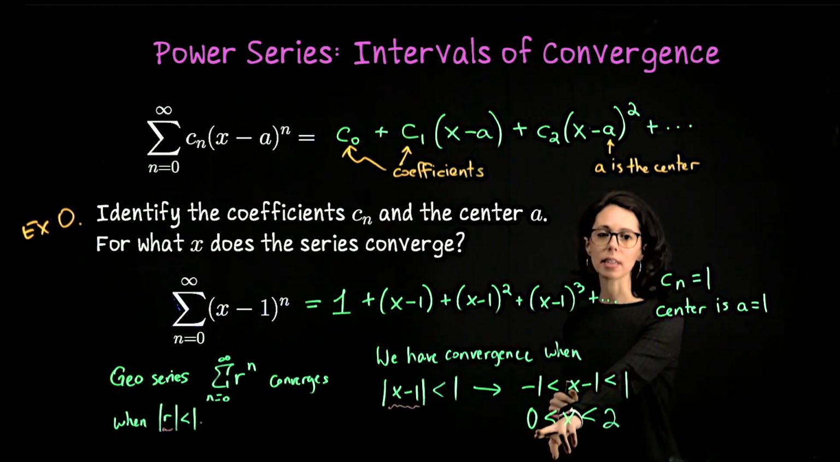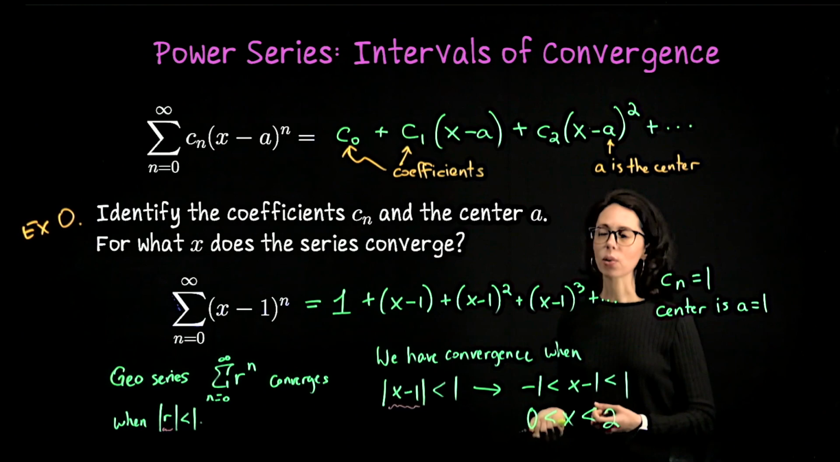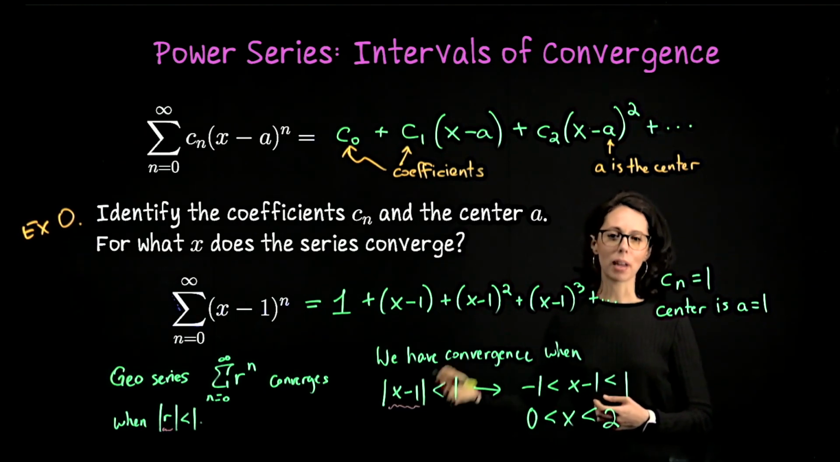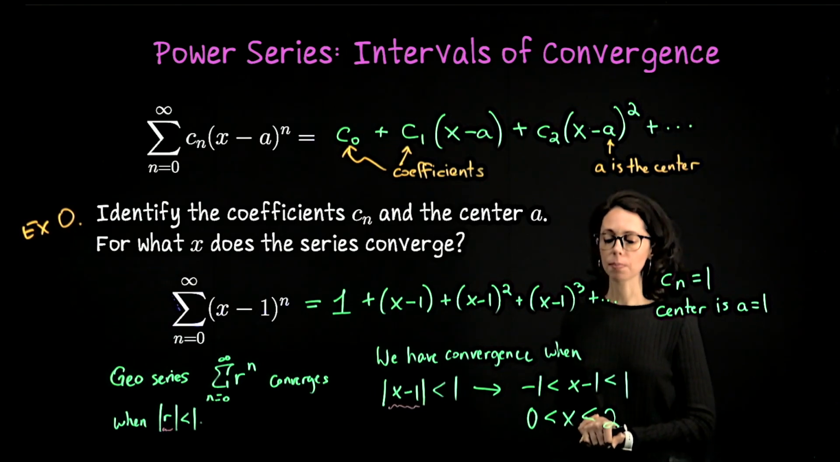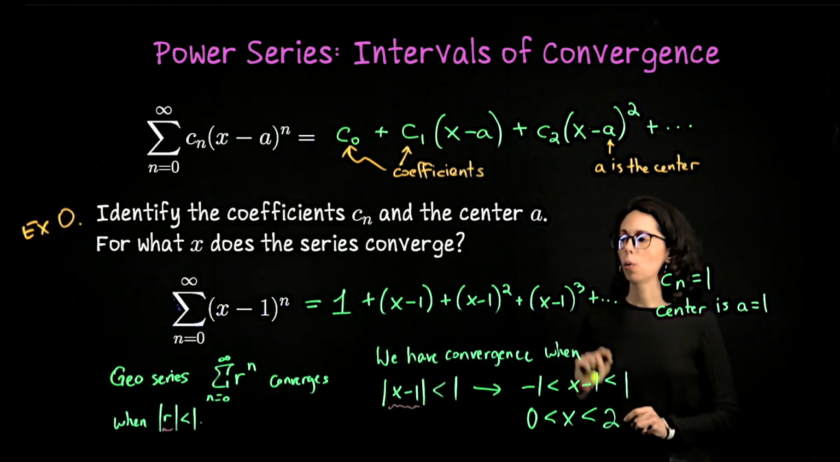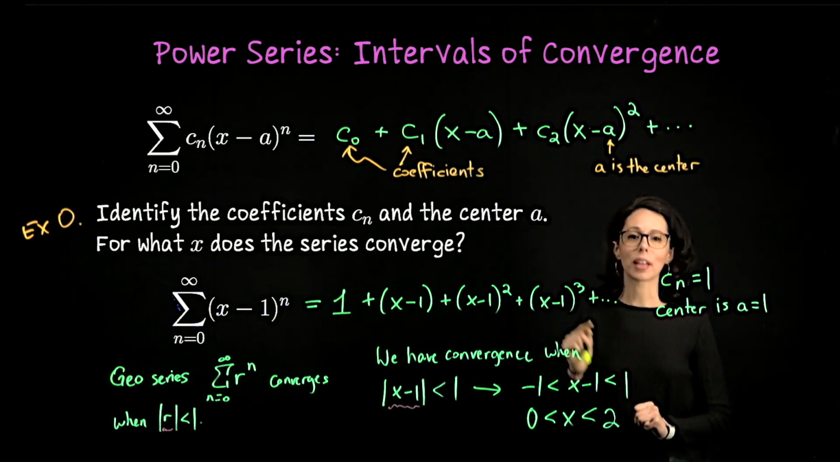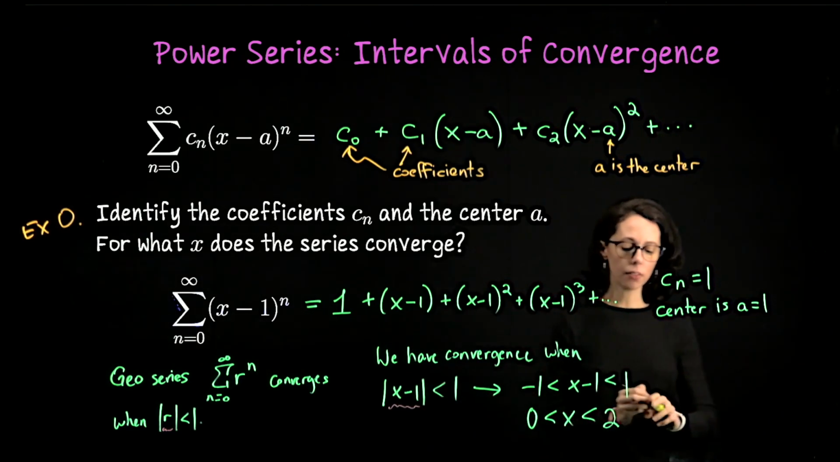Well, when x equals 0, we have negative 1 to the n. That's going to give us 1 minus 1 plus 1 minus 1 plus 1. That doesn't converge. The sequence of partial sums doesn't converge. If I plug in x equals 2, then we would have 1 to the n. So that's going to look like 1 plus 1 plus 1 plus 1 plus 1. That does not converge. So this is the interval of convergence.